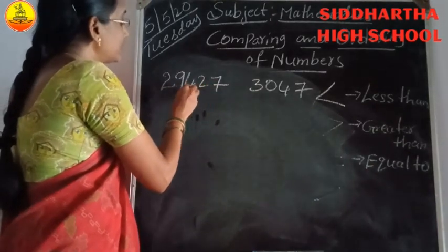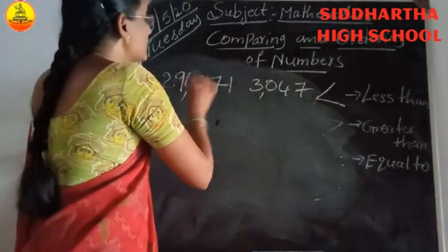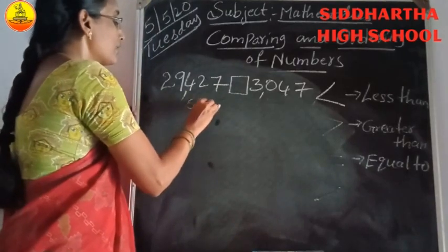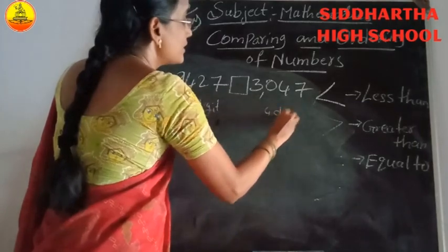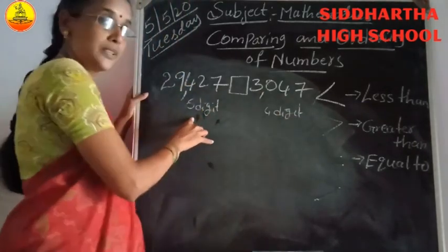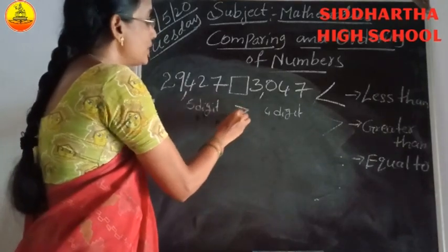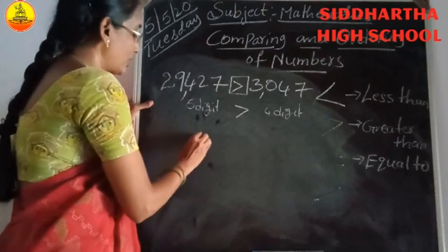Ones, tens, hundreds, comma. Now 1,000 and 10,000 here. Here it is the thousands. This is a 5-digit number. This is a 4-digit number. Always a 5-digit number is greater than a 4-digit number. So we will use the greater than symbol here. Okay.